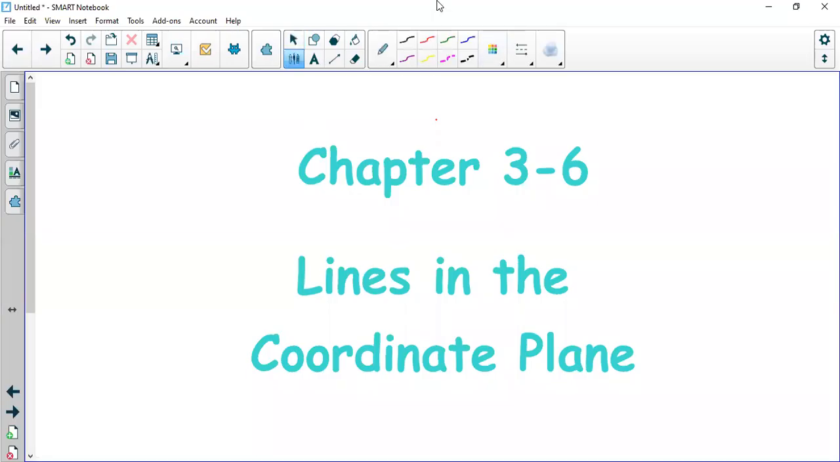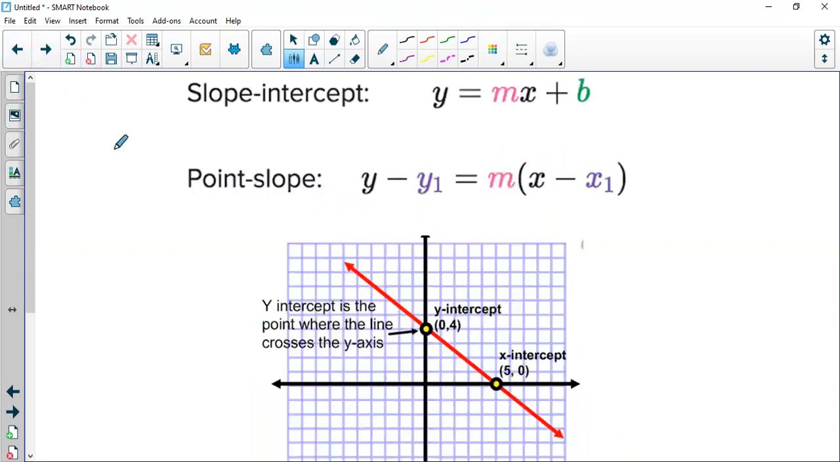Hi all, this video is going to be for chapter 3 lesson 6, which is about lines in the coordinate plane. Now in the previous video we did learn about the slopes of lines, and we also know that every line has its own equation. We did also learn this. Now in this lesson we are going to be learning about the different ways we could write the equations of a line. So we have two of them, which are the slope intercept and point slope form.